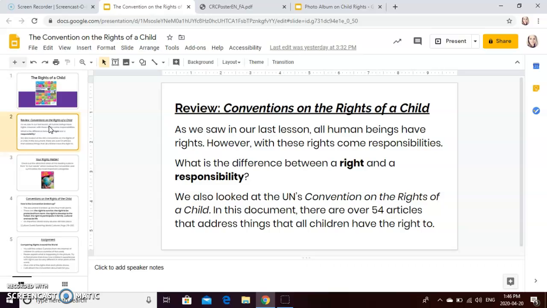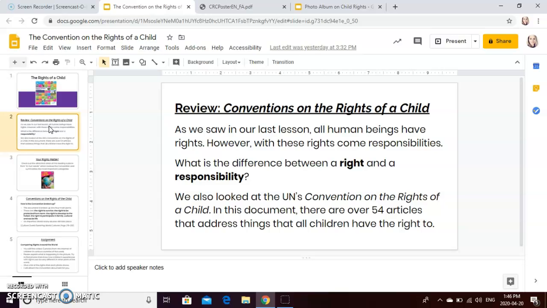So as we saw in our last lesson, all human beings, whether they be children or adults, have rights. However, with these rights also come responsibilities. Now, do you remember what the difference is between a right and a responsibility? A right is something that you are entitled to. It's something that would help you receive a basic human need that you would have.